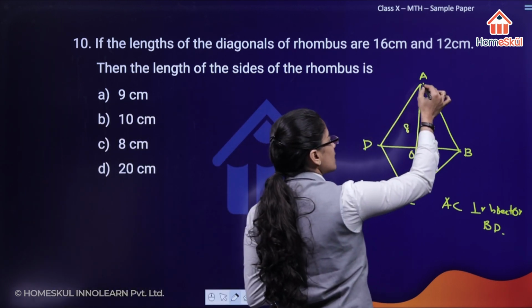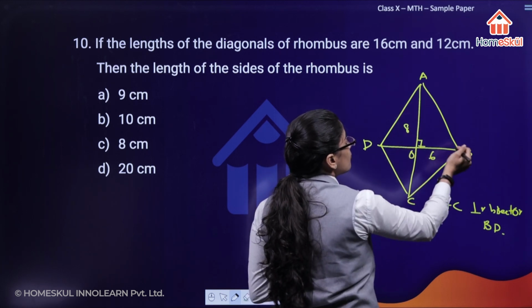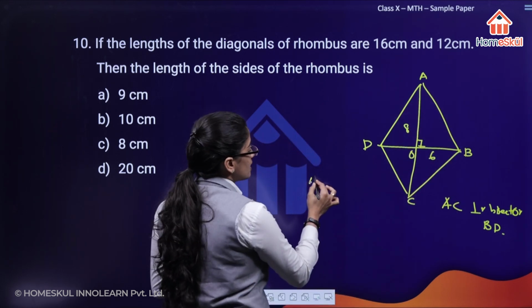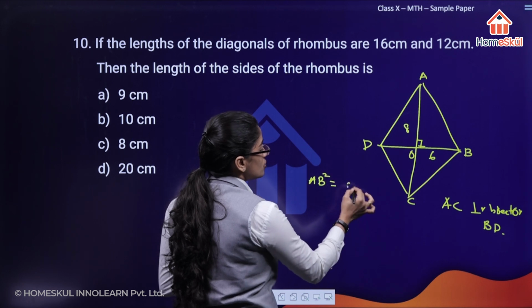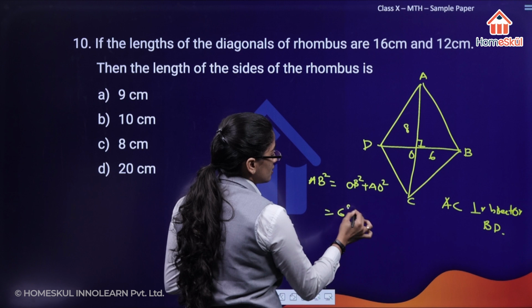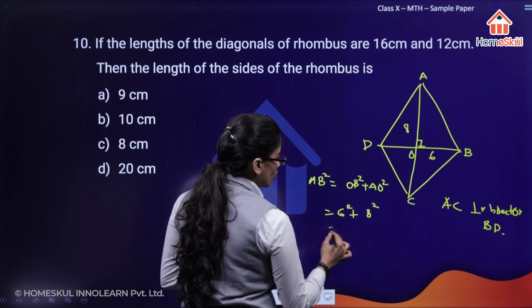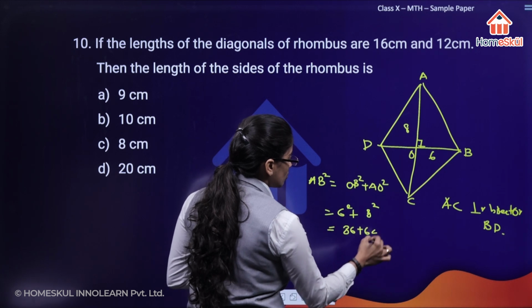So, let's consider the triangle AOB. It's a right angle. They are perpendicular bisectors. So, we could use the Pythagoras theorem. That means AB square is equal to OB square plus AO square. OB is 6 square, 36, plus 8 square, which is 64, isn't it? So, 36 plus 64 is equal to 100.